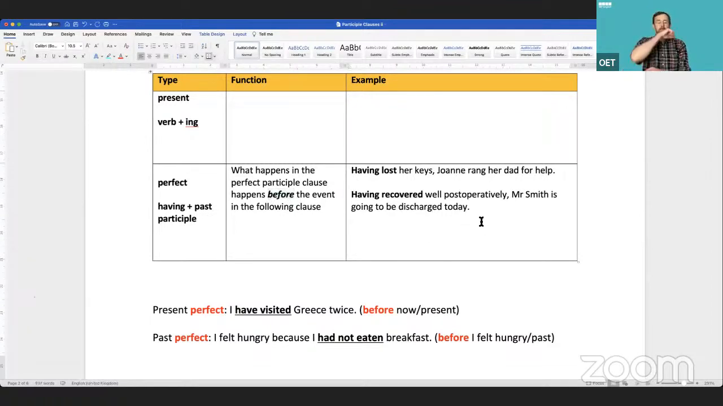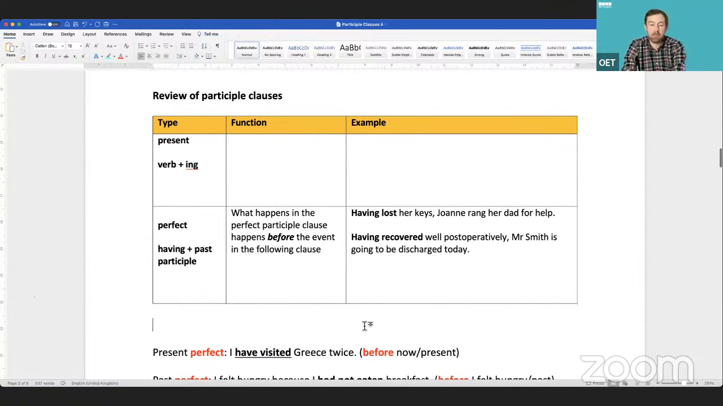Think about a situation where someone has got multiple dates and you don't want to start at the first one. Maybe you wanted to start at the second one or the third one. Having previously presented with a range of issues, Mr. Smith then presented with the problem that we're talking about now. So you can summarize those things that happened before with a perfect participle clause. That's what the perfect participle is about. Does anyone have any questions or want to give me an example?